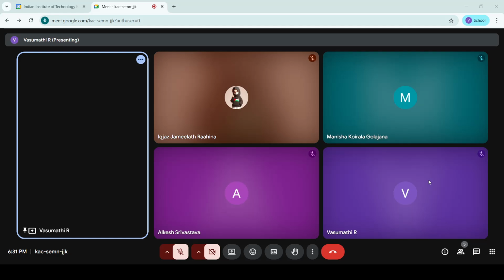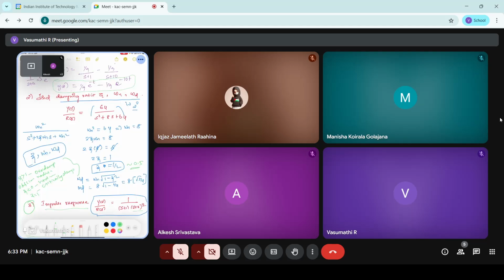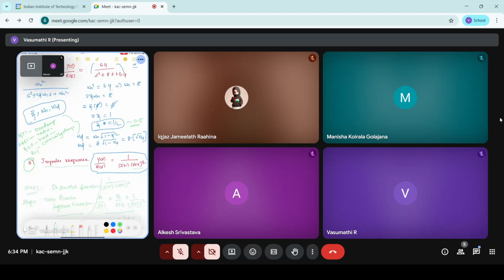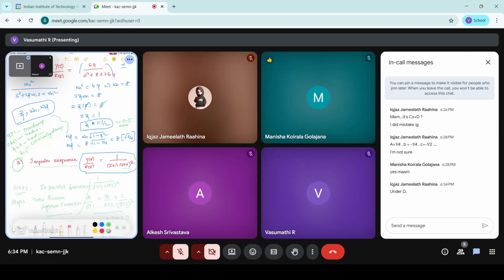So how will you classify the system? Under which partition or classification will this come? Can you type it in the chat box? Underdamped system. Very good. Right, Manisha, are you with me? Alkesh, Manisha, you people are with me? Right. There is no doubt in this, right?